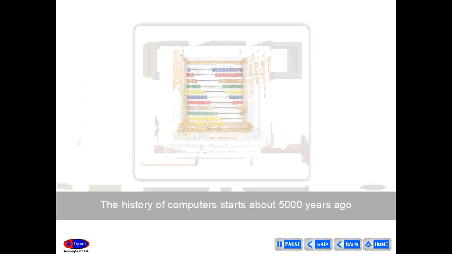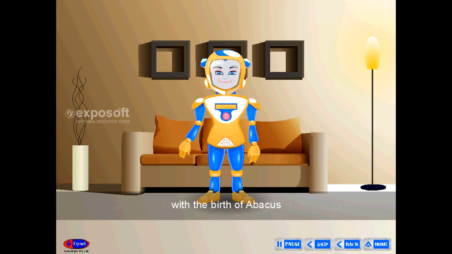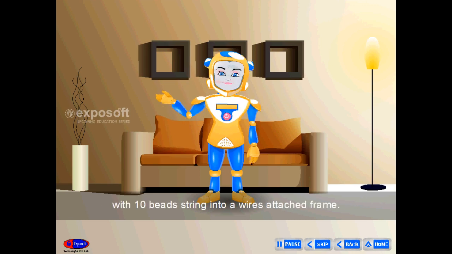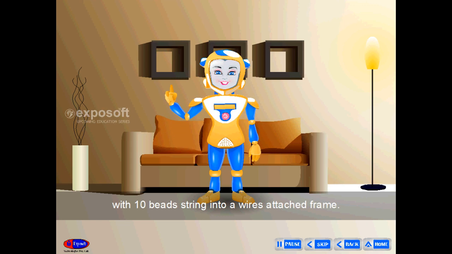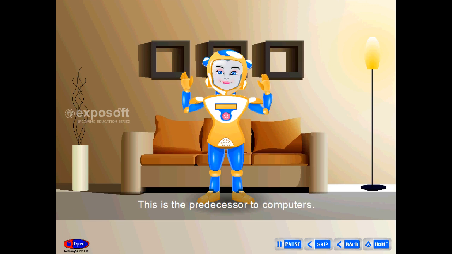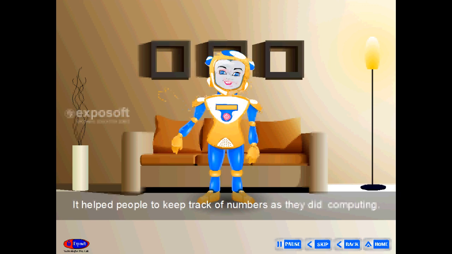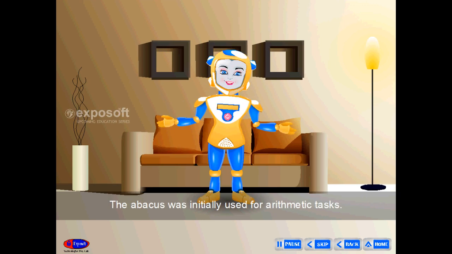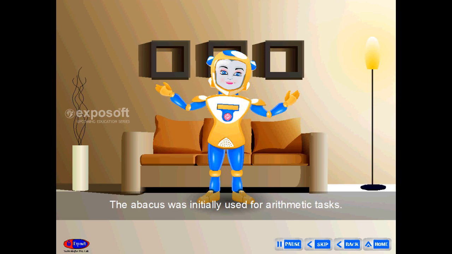The history of computers starts about 5,000 years ago with the birth of abacus with 10 beads strung into a wires attached frame. This is the predecessor to computers. It helped people to keep track of numbers as they did computing. The abacus was initially used for arithmetic tasks.